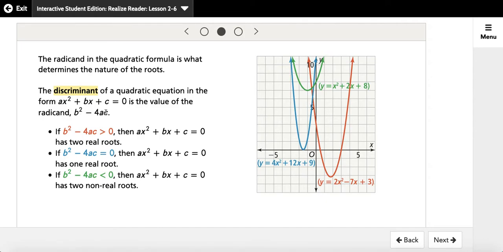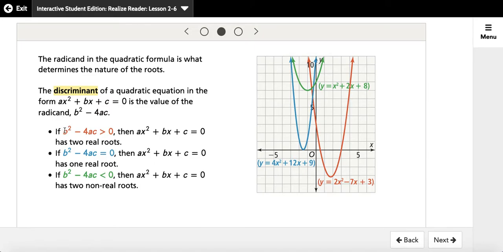So if you're asked how many real roots the quadratic equation has, you only have to calculate the b squared minus 4ac part. It's the part under the radical, the value of the radicand. So the value b squared minus 4ac is the radicand. It doesn't matter whether you know the terms or not.